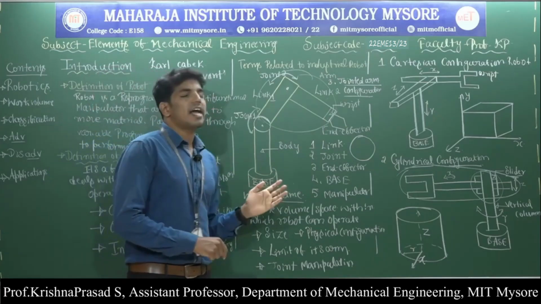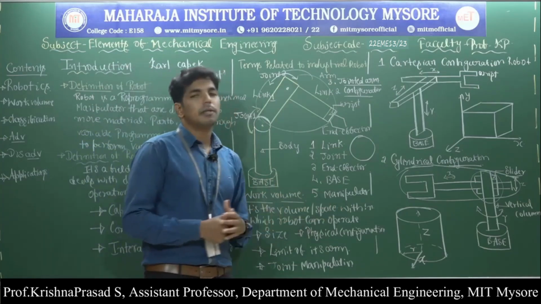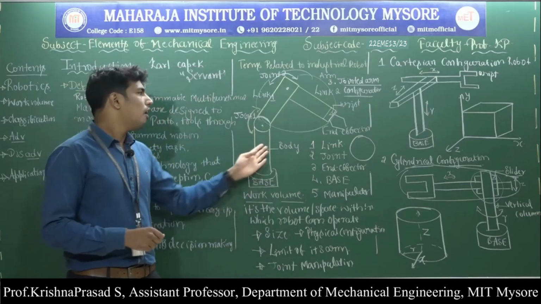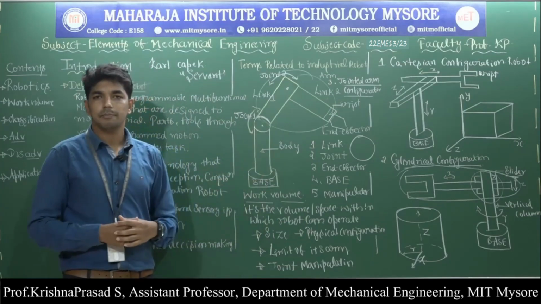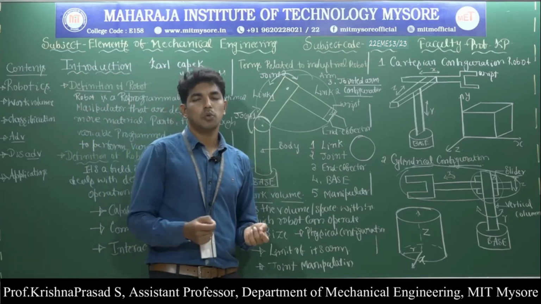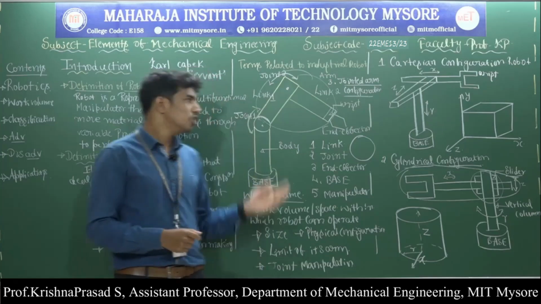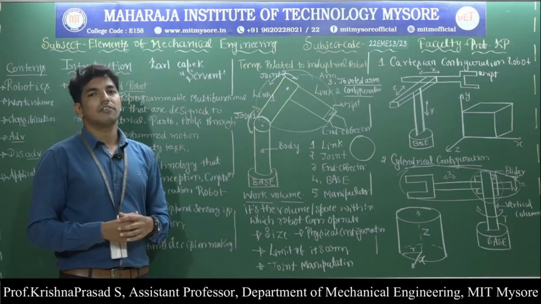Then the base acts as the support for the entire robotic arm. Then a very important one: what is meant by the manipulator? The body, arm and wrist together are called the manipulator, designed to move material, parts and tools through variable programmed motion without direct human contact. So this is called the jointed arm configuration.